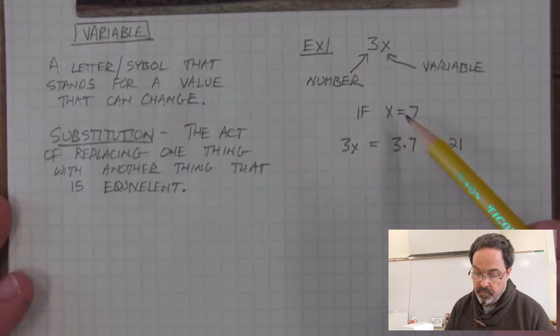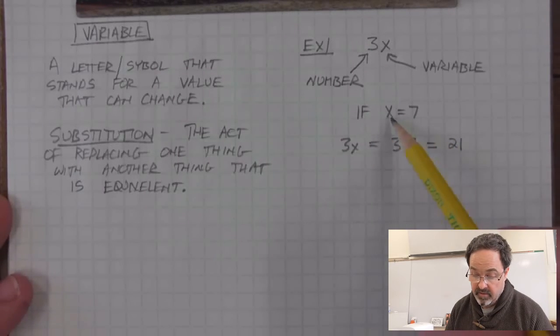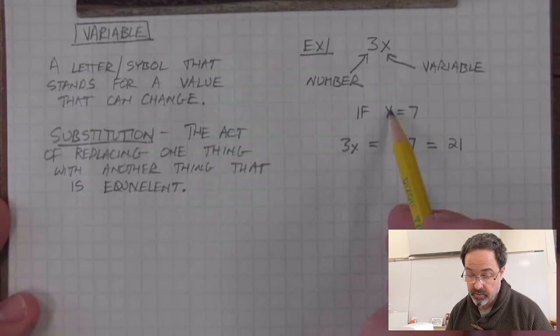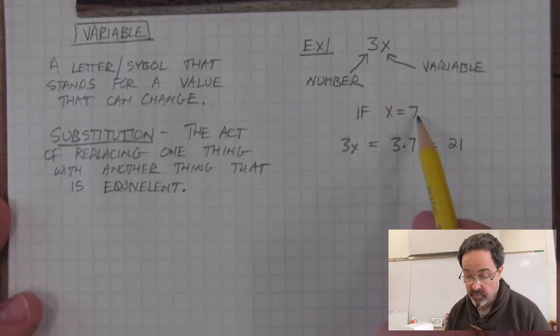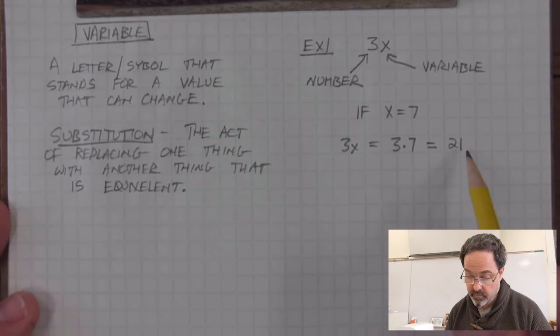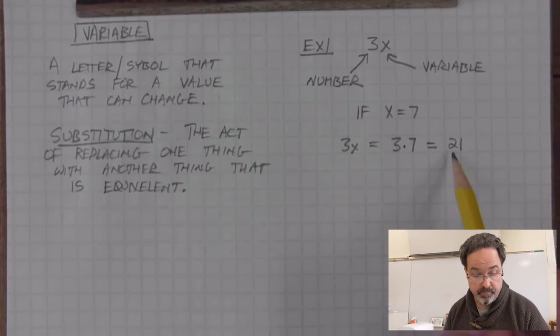In this example, we said if x equals 7, which means that x and 7 are equivalent, then we can substitute in for x that value 7, which then allowed us to continue with the math and produce an answer, 21.